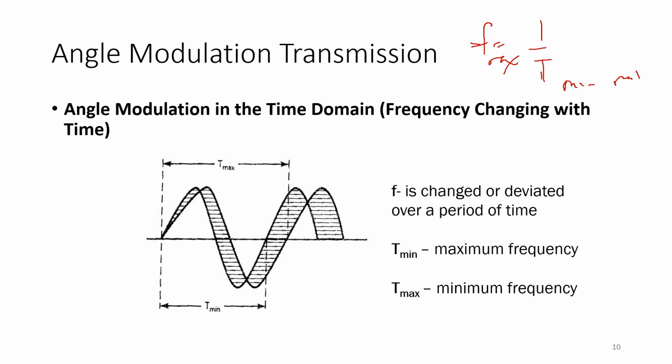Okay, so the peak-to-peak frequency deviation is determined by simply measuring the difference between the maximum and minimum frequency. So that means, class, that if we have delta F peak-to-peak, it is equivalent to 1 all over T min minus 1 all over T max. Okay, so that is our peak-to-peak frequency deviation. So if we wanted to solve for the peak-to-peak frequency deviation.